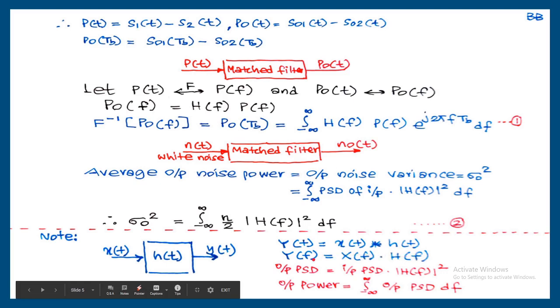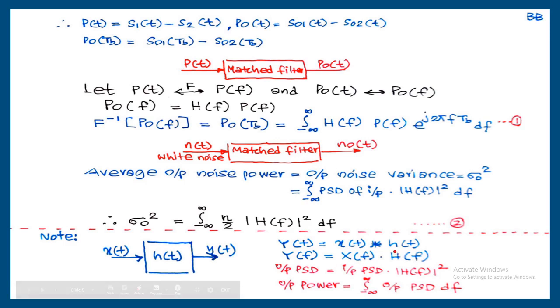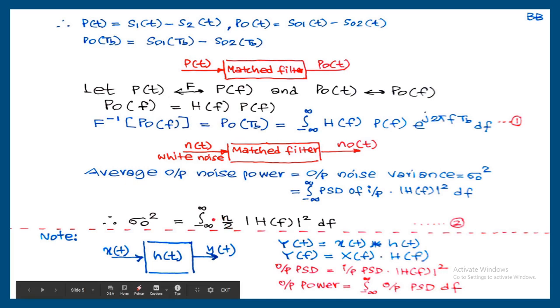That modulus Y(f) square is written as output PSD, modulus X(f) square is written as input PSD, and this is modulus H(f) square. And then once you know the output PSD, the output power can be determined. Just integrate the output PSD, that is the output power. So the final result is output power is equal to the integral from minus infinity to plus infinity of output PSD df. That is the same as the integral of input PSD into transfer function squared df. Same result is written here.